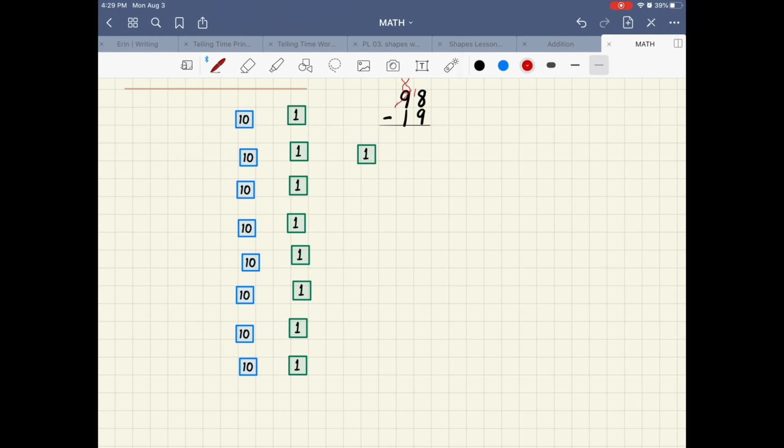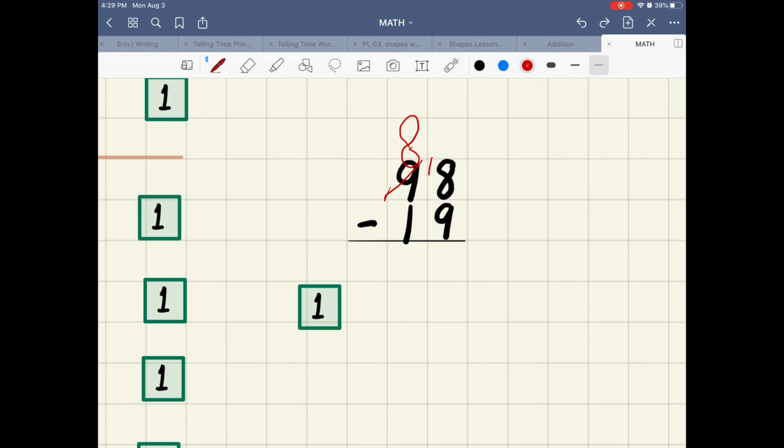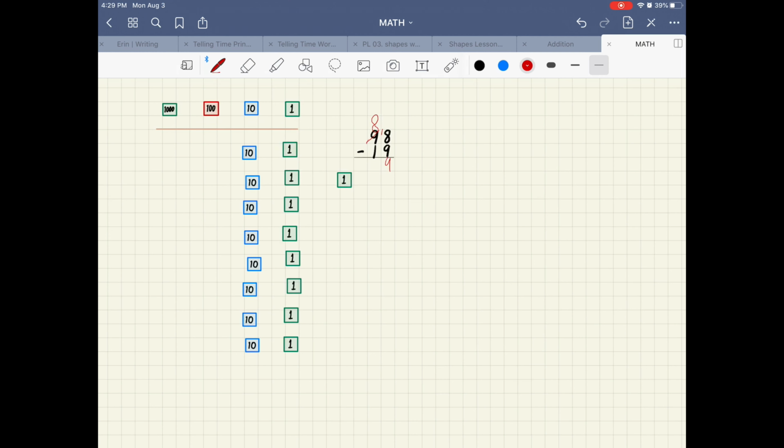Let's write. 9. Why are you putting it there? Is that the right place? No. 9. Okay. And then what do we do next? Take away 1 ten. That gives you how many tens left?